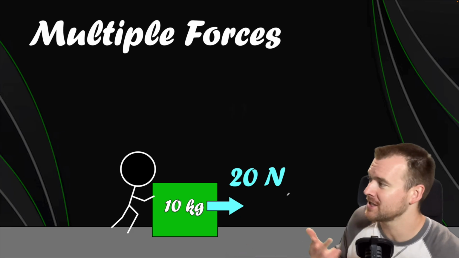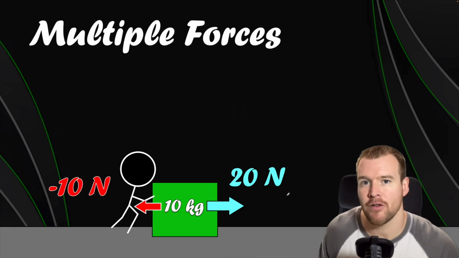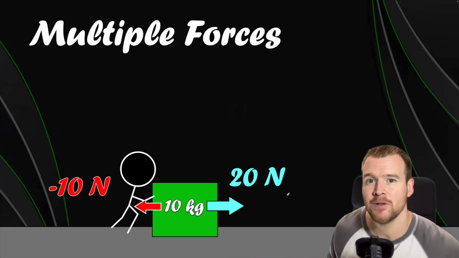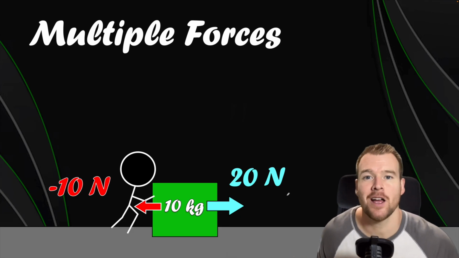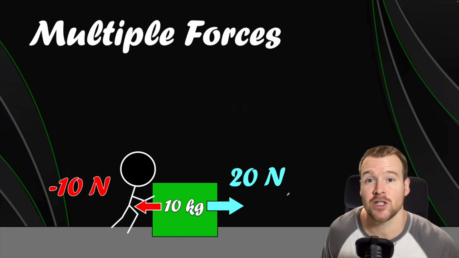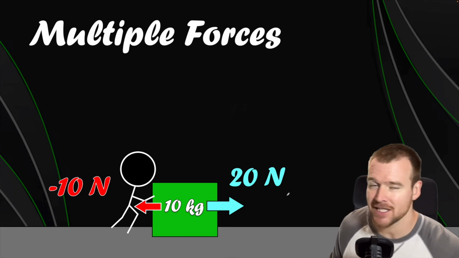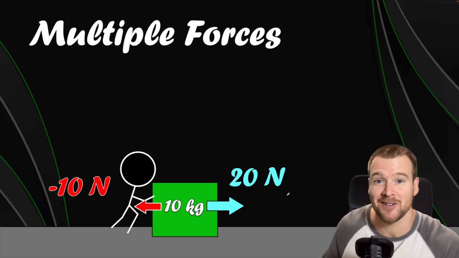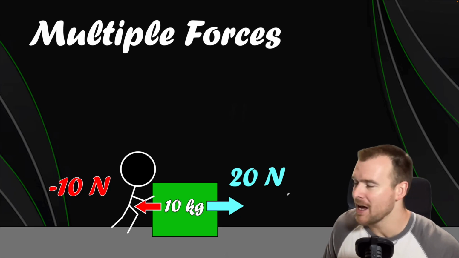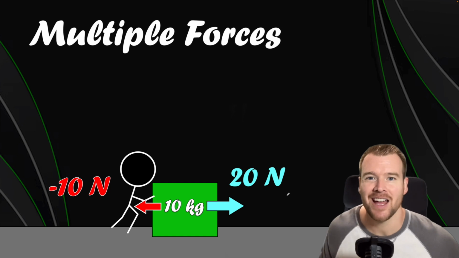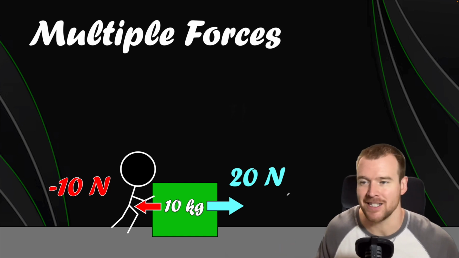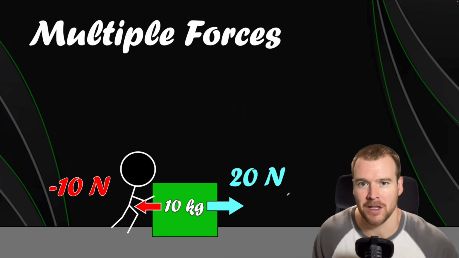So now we're going to have a force this way of 20 newtons, but now we're going to have a force the opposite way of 10 newtons. Important to note that I put a negative there because forces are vectors. You do have to take into account direction. It doesn't necessarily need to be that left is negative and right is positive, but as long as you're consistent. So I've chosen right to be positive, left to be negative. I have to keep that for the rest of the example. If you want to flip it though, that's totally fine.